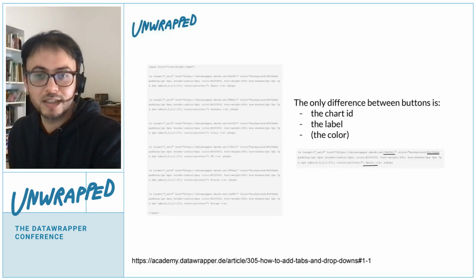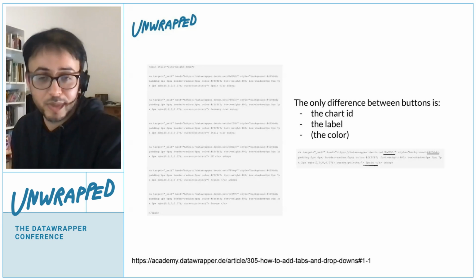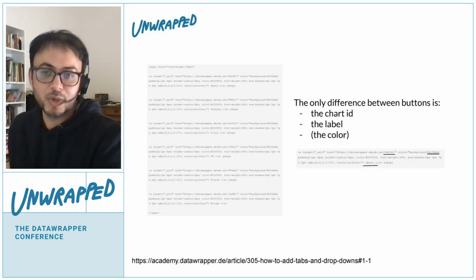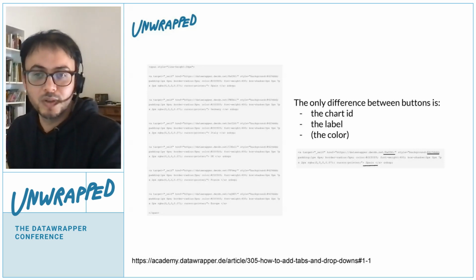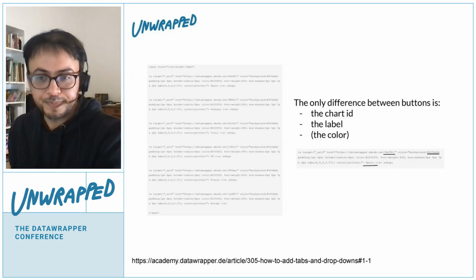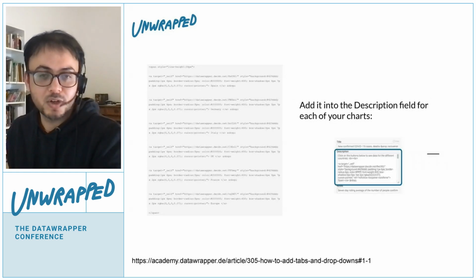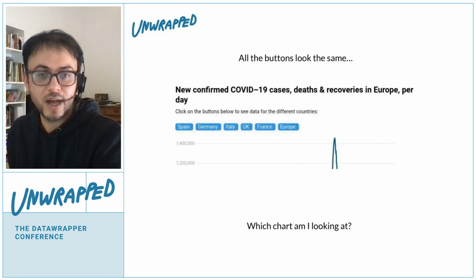And there are three things that are varied. One is the chart ID of the chart that you're linking to. One is the label, like the piece of text that says Spain or Italy or Europe. And in some cases, or you could, if you wanted to, vary the color of the button that you're creating. Once you've made this code, you just add it into this description field for each of your charts, and then basically you have this sort of chart where you can click through from one to the other.